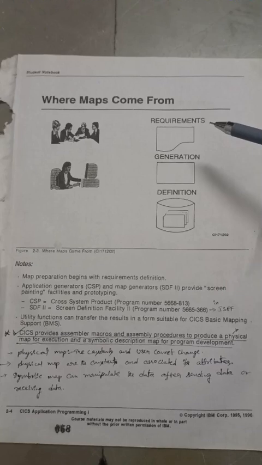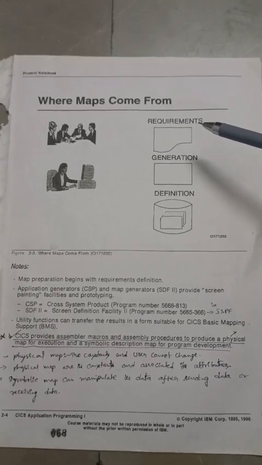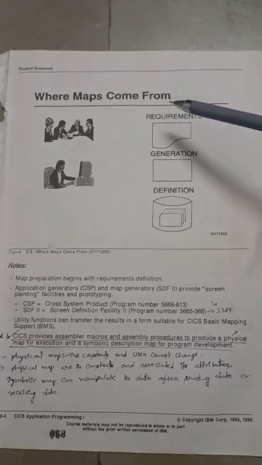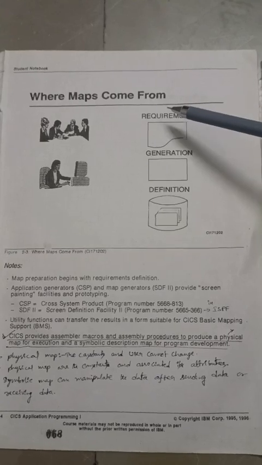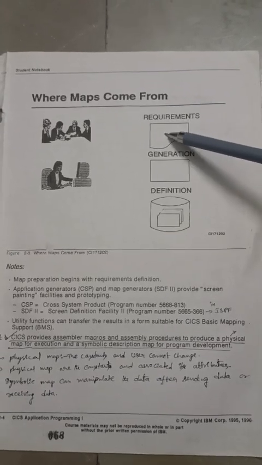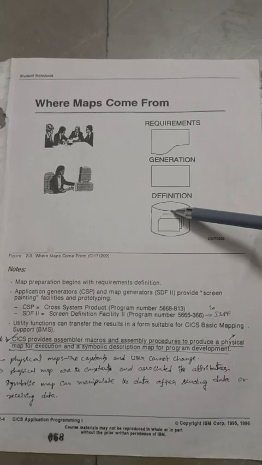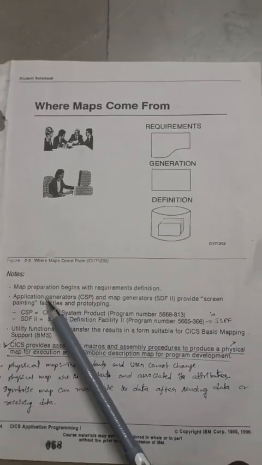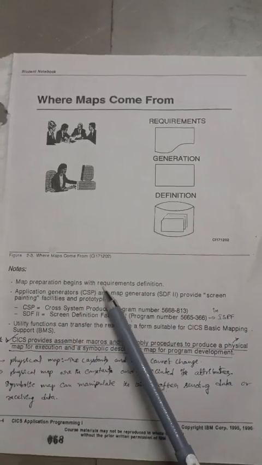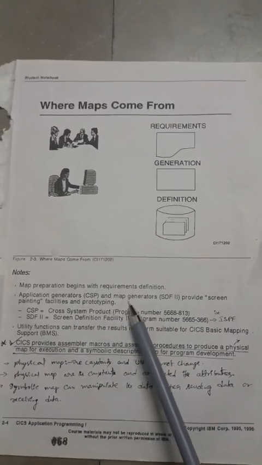Today we will discuss how to create the physical map. First of all, why do we need to create the physical map, and how do we get the requirement? The physical map will come from the requirement, then we have to do generation, and then we have to define the physical map. Map preparation begins with the requirement definition, and we can create the physical map by using two tools.